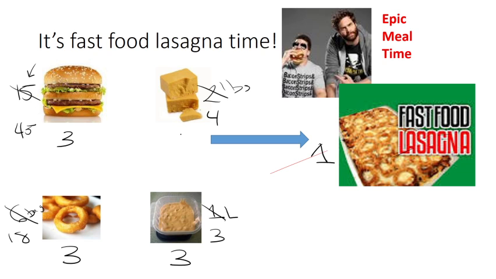But when we get to the cheese, we can only make 2 lasagnas with the new amount of cheese we have, which means that we are limited to the number of lasagnas that we can make by the amount of cheese that we have, right? This limits the number of fast food lasagnas we can make, which means that this is the limiting reagent in our fast food lasagna.